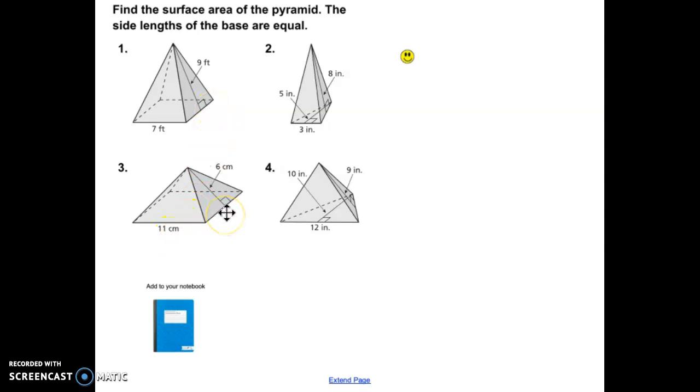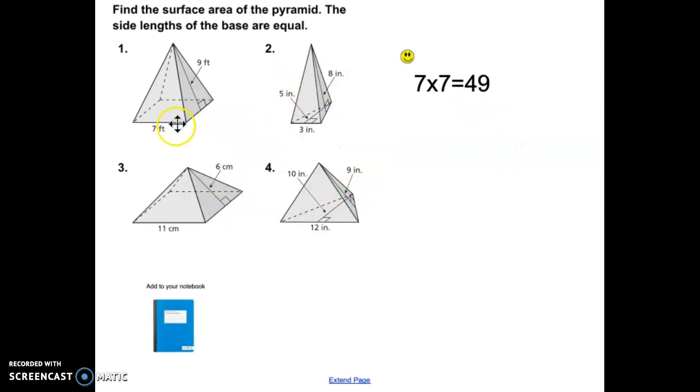This one down here is also called a square pyramid because that's a square on the bottom. All those sides are 11, the base. Now this is a triangular pyramid because the base is triangular, and same for this one up here. The base is triangular as well. So 2 and 4 are triangular pyramids, and 1 and 3 are square pyramids, meaning the base is square. So let's talk about how to do one of these, and then I'm going to have you do 2, 3, and 4 in your notebook.